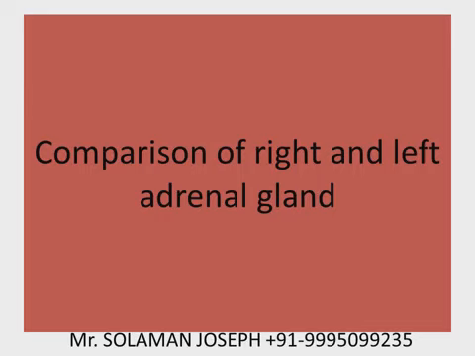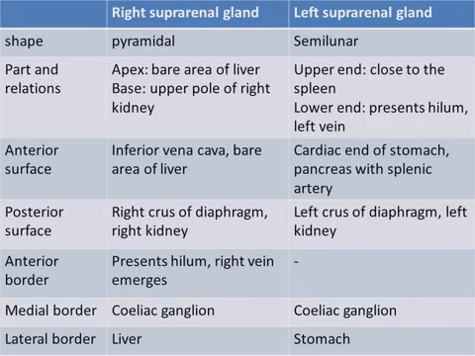Then we are going to learn about the comparison of the right and left suprarenal gland. Here we can see a table that contains the comparison of the right and left suprarenal gland. First, we can discuss the shape. The right suprarenal gland is pyramidal in shape, as we already learned. The left suprarenal gland is semilunar in shape.